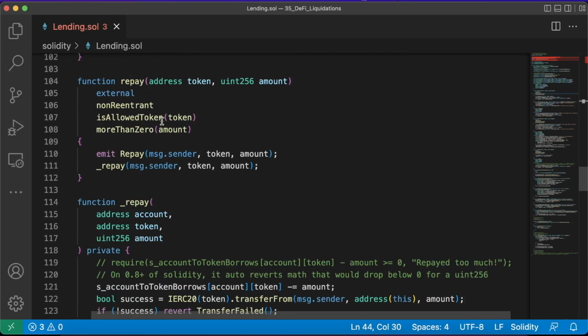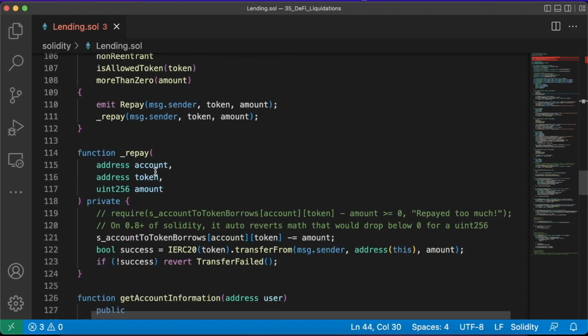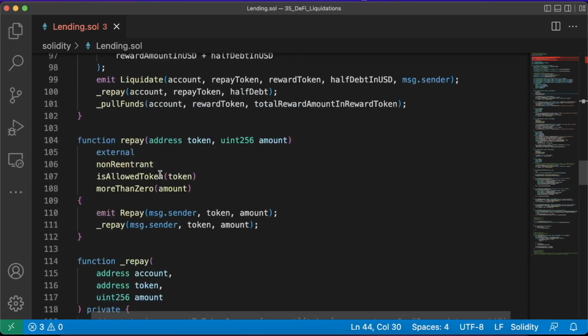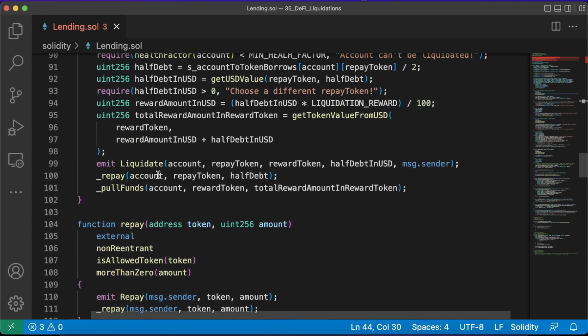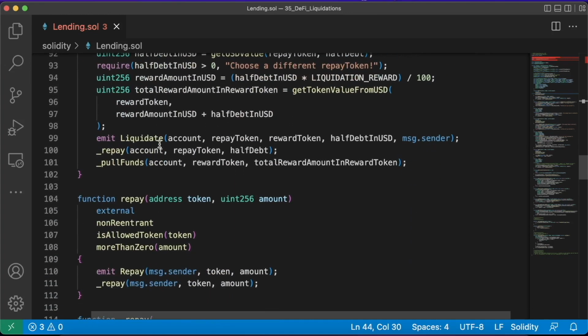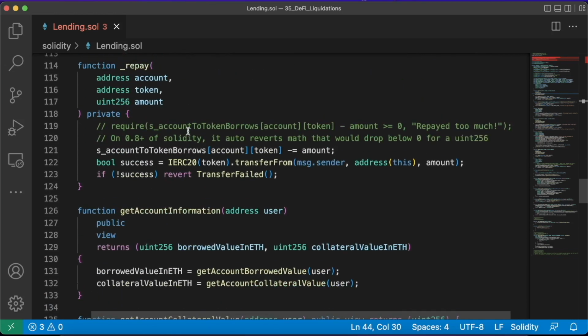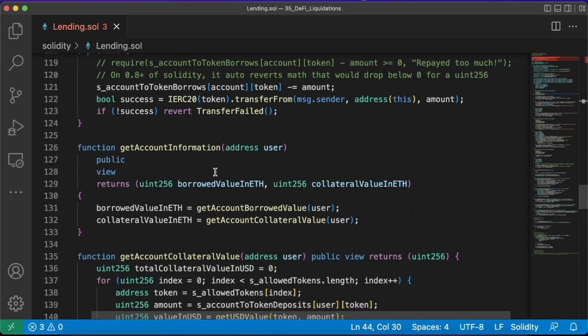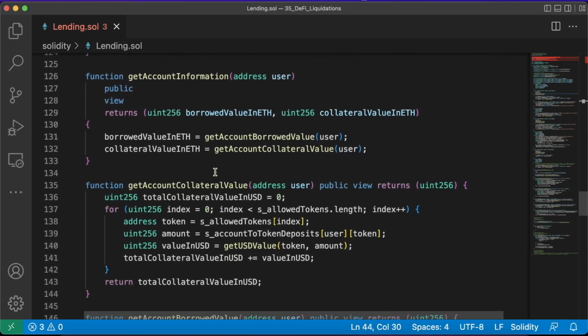That's the reason that here we are calling the repay with the message sender as a parameter, as you can see here. But also in the liquidations, we are calling repay, but with the account that we are liquidating as the parameter. So they both are using this repay internal function here. Now, all of this depends on certain information that we need to have regarding the account that is being liquidated. For that, we need to get the account information, which is getting the total value in dollars of the tokens that that account has borrowed.